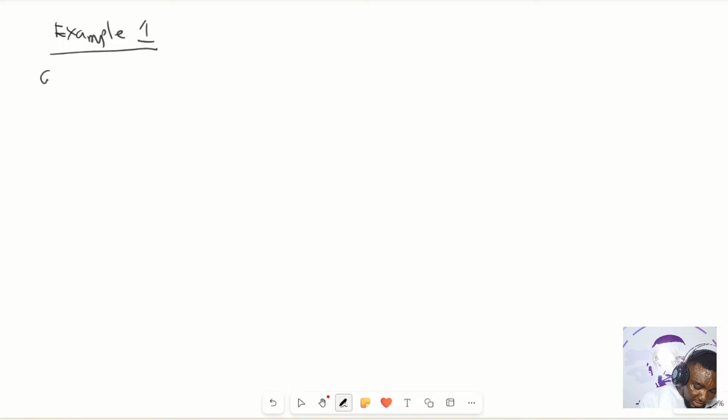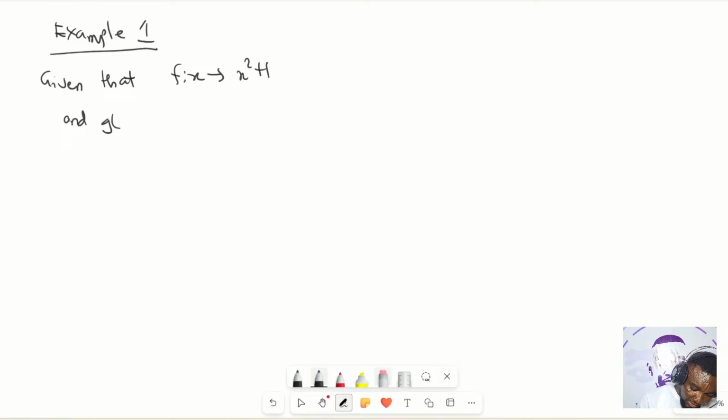So it says that given that f of x is x squared plus 1, and g of x is 3x plus 1 all over x minus 1.